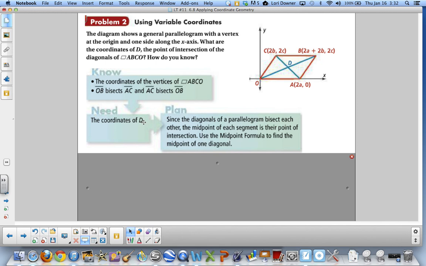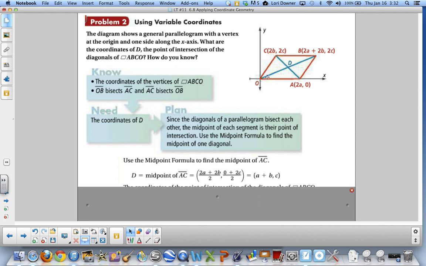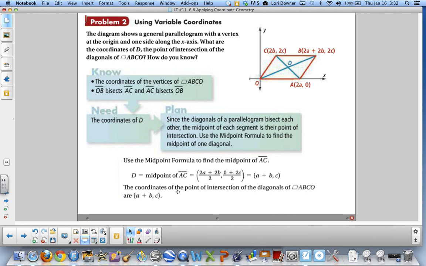We need the coordinates of D, and since the diagonals of a parallelogram bisect each other, the midpoint of each segment is the point of intersection. So we'll use the midpoint formula on this. We add the x's and divide by 2, add the y's and divide by 2. So if we're looking at the midpoint of AC, I add 2b plus 2a divided by 2, and I simplify by factoring out a 2 and reducing it, I get a plus b. If I do 0 plus 2c divided by 2, I get 2c divided by 2, which is c. So the midpoint ends up being (a + b, c).